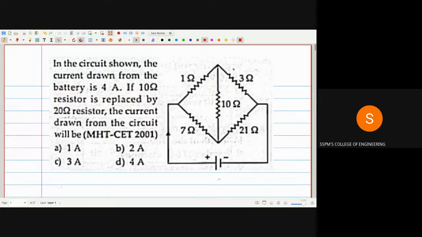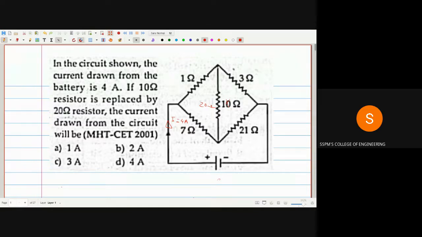You read the example. In the circuit shown, the current drawn from the battery is 4 ampere. And if the 10 ohm resistor is replaced by 20 ohm, then the current drawn from the circuit will be. So try to understand the example first. The total current flowing through the circuit is given, I is equal to 4 ampere, isn't it? And the question is, if we replace the 10 ohm resistance by 20 ohm resistance, then how much total current will flow in the circuit?